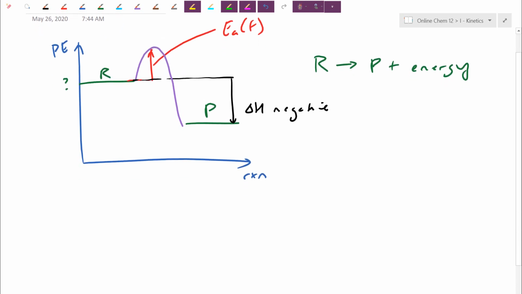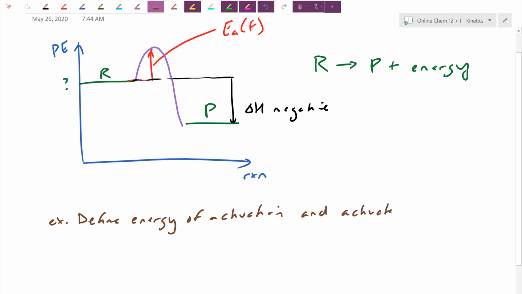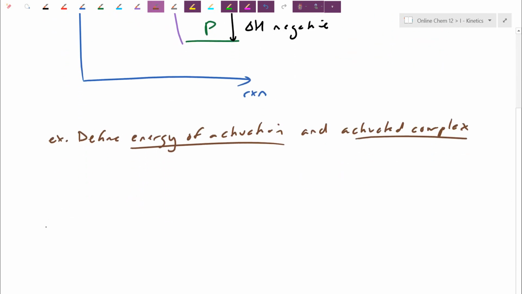So let me just give you an example reaction, and then I'm going to ask you a few questions. First one, I want you to define energy of activation, or activation energy. That's another way of saying that. So define energy of activation and activated complex. Those are the two terms. And then I'm going to specify a reaction here. I want you to see if you can identify the activated complex in the following reactions.